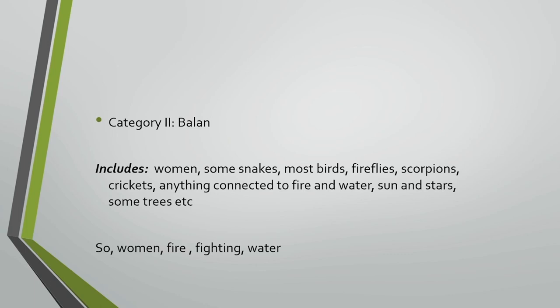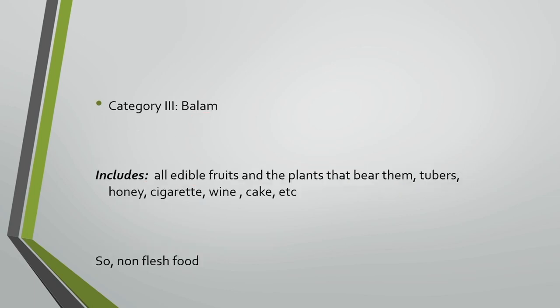Lakoff categorizes it as category 2, he simply calls them category 1, 2, 3, 4. You see the kind of nouns that this particular classifier takes: women, snakes, birds, fireflies, scorpions, fire, water, sun, all kinds of things that are not similar. Let's go back to our similarity based categorization: what is similar between women and fire, or women and sun, women and birds, and so on? This is why a similarity based understanding in terms of features is not possible here. If we go by feature based similarity, it will not make sense why they are put together in one category.